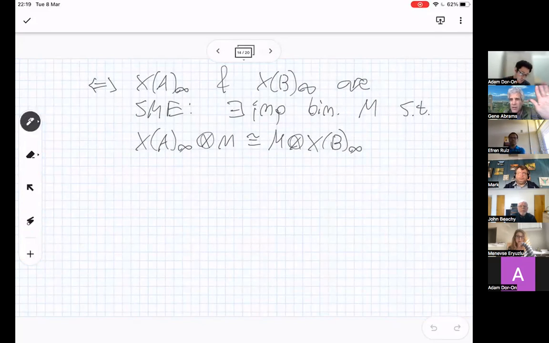Okay. Adam, can I ask a question? Absolutely. This is beautiful. Are you able to actually construct what M is, or is it simply an existence result? It's an existence result, unfortunately. Yes, it's just an existence result.